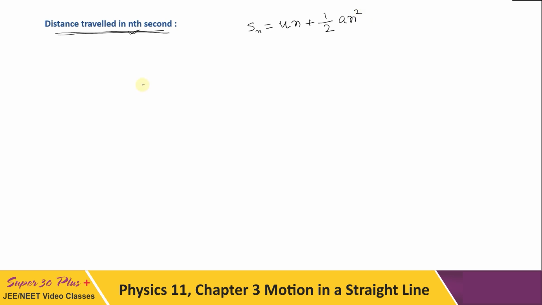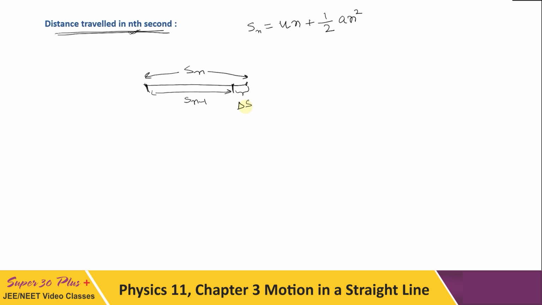Now how can we get distance travelled in nth second? See, if in n seconds the particle has travelled this much distance, it is Sn. And if we write distance travelled in n minus 1 seconds, and let it come up to this, what would be distance travelled in nth second? It will be this distance. Let this be denoted by delta s. Then delta s is the distance travelled in nth second.